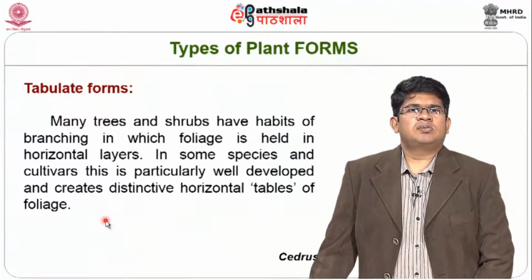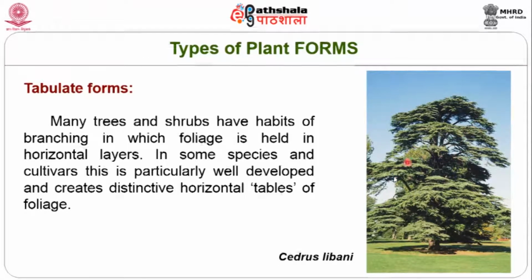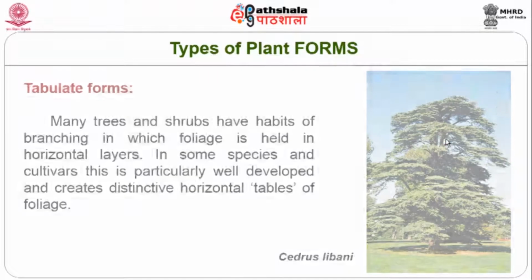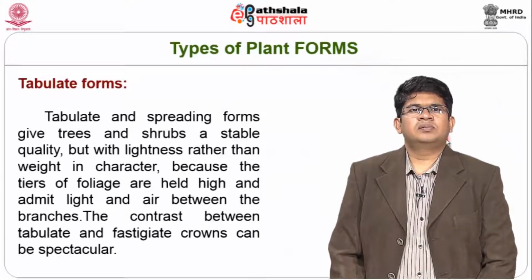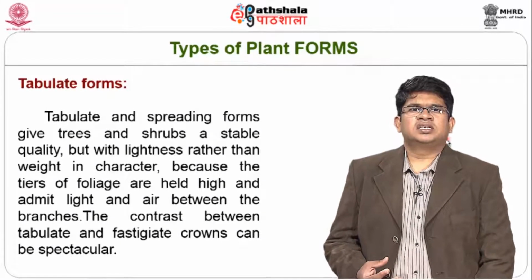Another one is your tabulate form, where you have the branches which come in horizontal layers. You can see here that it's more horizontal, and it's like tables one on top of the other. So this form is expressed by a single stem in the middle, and then the branches which go horizontal, and the lateral branches from where the leaves come up. They are more stable in their character. They have a very stable quality, but with lightness rather than weight in character.